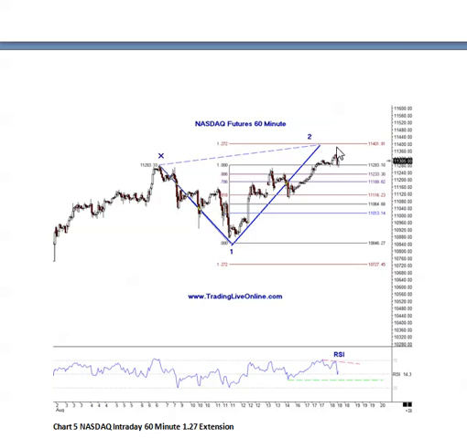This morning's trading off of this 127 on the intraday chart found resistance and did trade down from there. It did come back to the upside and is currently trading right at and around that 127. And again, the RSI, once it reached the 127, was showing a divergence at that point.